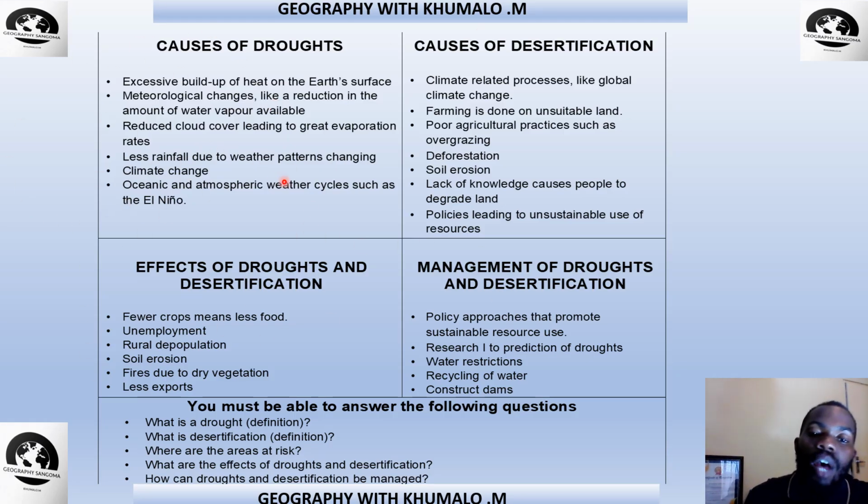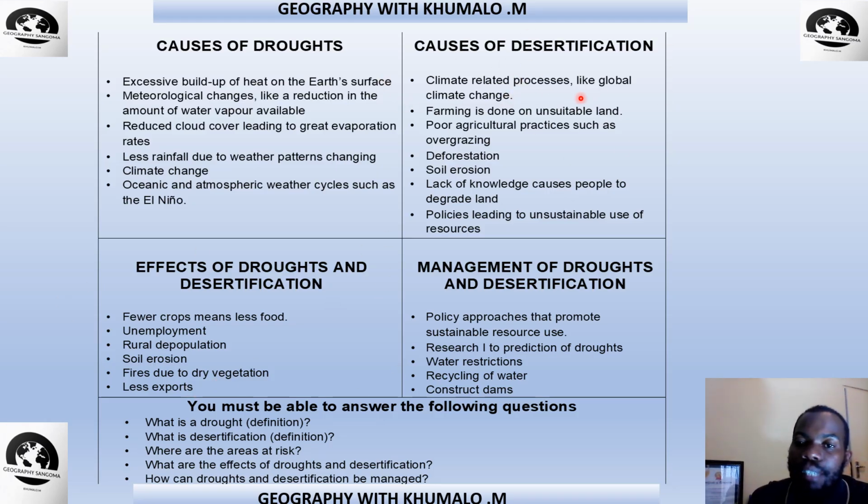And how can drought affect us? The effects of drought and desertification. The effects of drought and desertification are the same, but the causes are more or less the same, though some of them are different. Before we get to the effects, let's look at the causes of desertification.